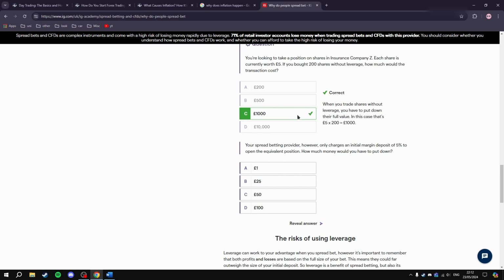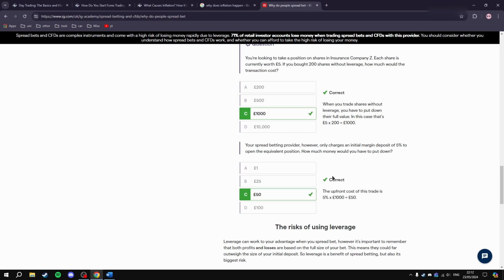Your spread betting provider, however, only charges an initial margin deposit of 5% to open the equivalent position. How much money would you have to put down? So what's 5% of 1,000? £50. The upfront cost of this trade is 5% times 1,000, which is £50.